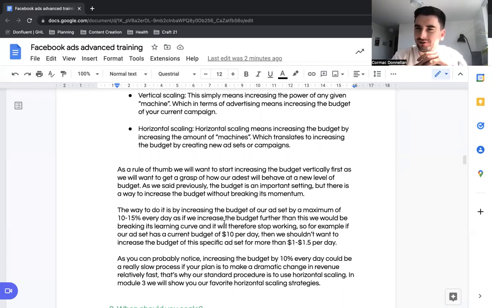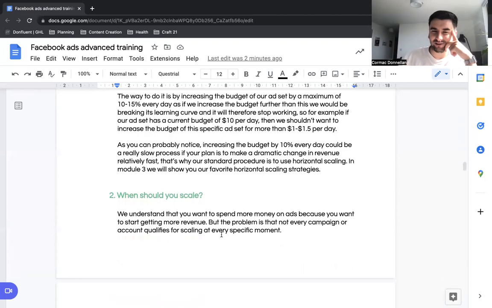So as you can probably notice, the next logical question is, well, that's going to take me forever to actually get to where I need to get to. As you can probably notice, increasing the budget by 10% every day could be a really slow process if your plan is to make a dramatic change in revenue relatively fast. That's why our standard procedure is to use horizontal scaling. In module 3, we'll show you our favorite horizontal scaling strategies.